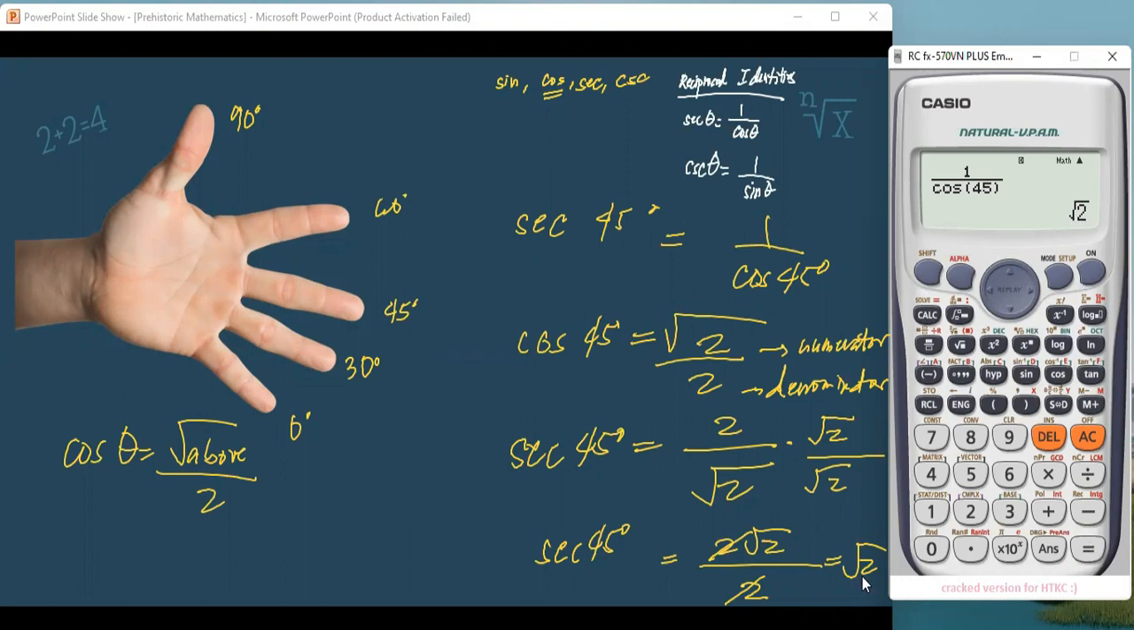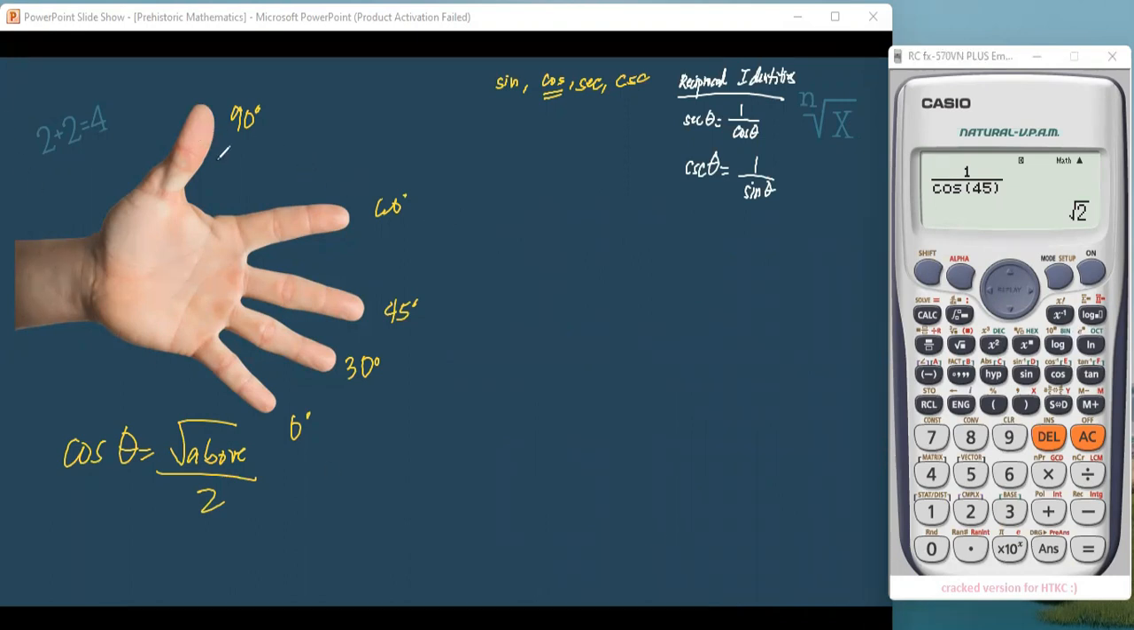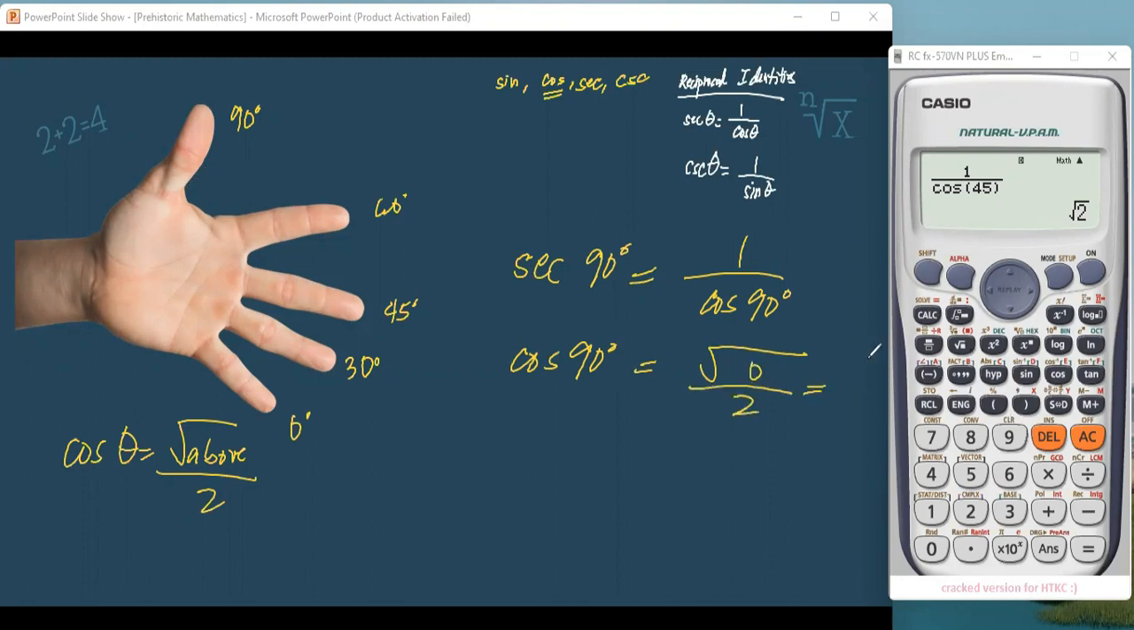So before we proceed with cosecant, let's have another example. Let's find the value of secant 90. So we have secant 90 degrees must be equal to 1 over cosine 90 degrees. First, let's solve for cosine 90. Cosine 90 degrees is the square root of fingers above. How many fingers are there above 90? There is none. So we have here 0 over 2. The square root of 0 is 0 over 2. So this is our fraction now.